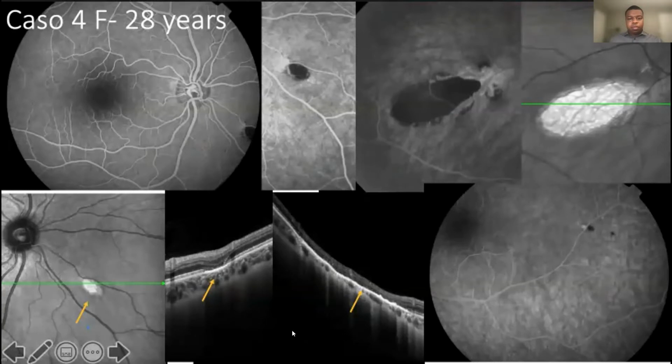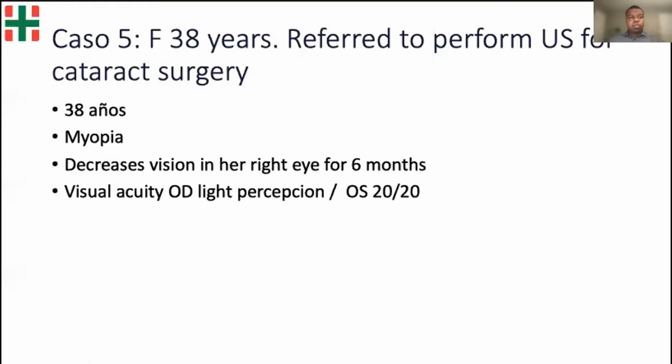Obviamente, esta paciente fue referida al gastroenterólogo y también es posible realizar estudios genéticos. Veamos este otro caso. También, fíjense, una paciente de 38 años, referida para realizar una ecografía por una cirugía de catarata. La paciente presentaba como antecedente miopía, menor visión en el ojo derecho de 6 meses de evolución. El interrogatorio fue dificultoso, pues la paciente no hablaba español, una paciente oriental, y no podía comunicarse, si bien venía con su intérprete. Pero tenía una agudeza visual de percepción de luz y en el ojo izquierdo de 20/20.